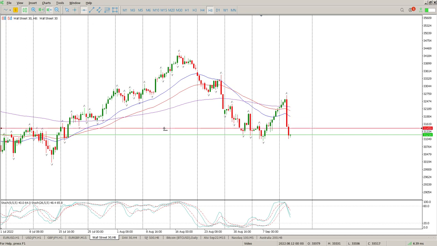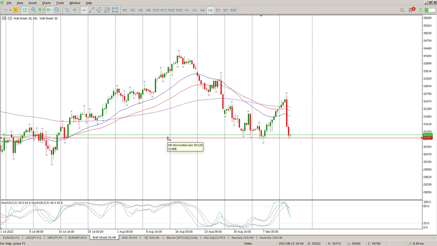For now, structure here on the 8 hour: we were in a downward trend. We're back above the 155 EMA. You were looking for support based on the strong trend that we'd had from the middle of last week all the way up to early this week. That is now null and void. So we're now watching this area here at 31,100. This is the area to pay attention to.